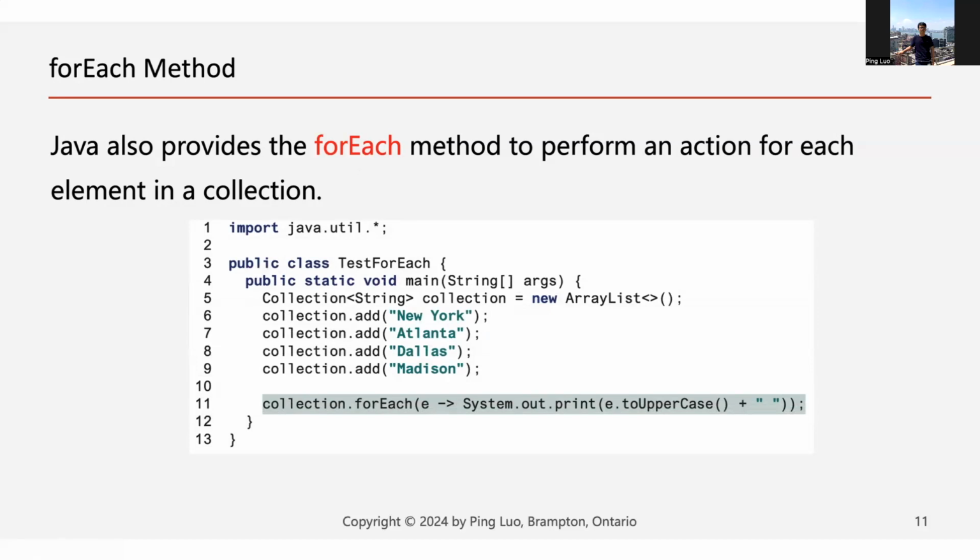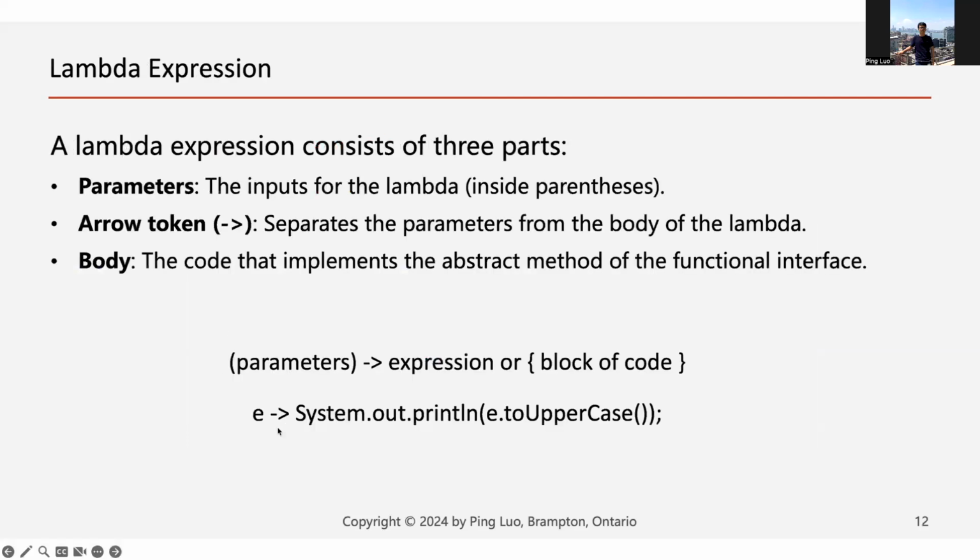So this one is like, for each element in the data structure, we convert it to uppercase and print it out. That's the specific format for a lambda expression. So basically, for each element, we do something to it.